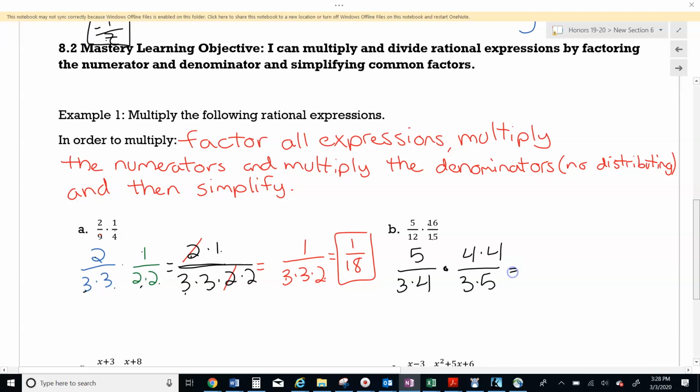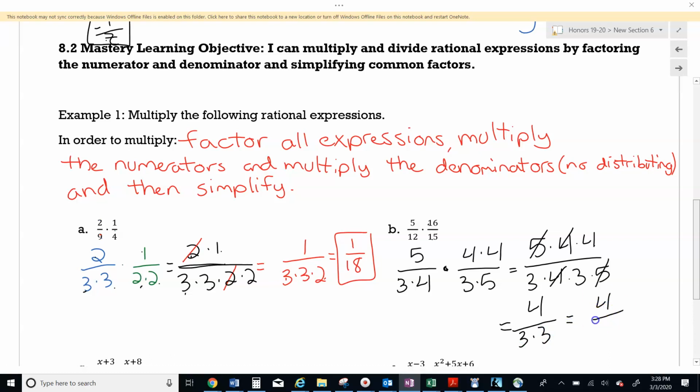So again, I'm going to write everything as 5 times 4 times 4 over 3 times 4 times 3 times 5. Which equals, all I have on top is a 4 and a 3 times 3, right? And if I really wanted to say, I could say that's 4/9. So getting these factors and canceling things out at the beginning before I multiply everything together makes our basic fraction multiplication easier as well.